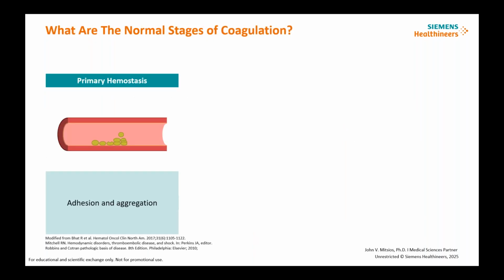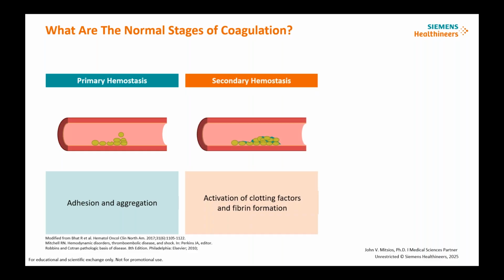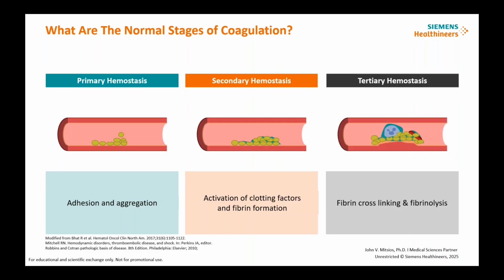Now, when we think of coagulation in general, we think of it in three distinct stages. The first is primary hemostasis, where we have that initial interaction of platelets with the damaged endothelial layer, where we have adhesion and subsequent platelet aggregation, as well as secondary hemostasis, where we have the activation of our clotting factors and subsequent fibrin formation, and of course, tertiary hemostasis, where we have fibrin cross-linking and fibrinolysis, and really the formation of that stable clot.